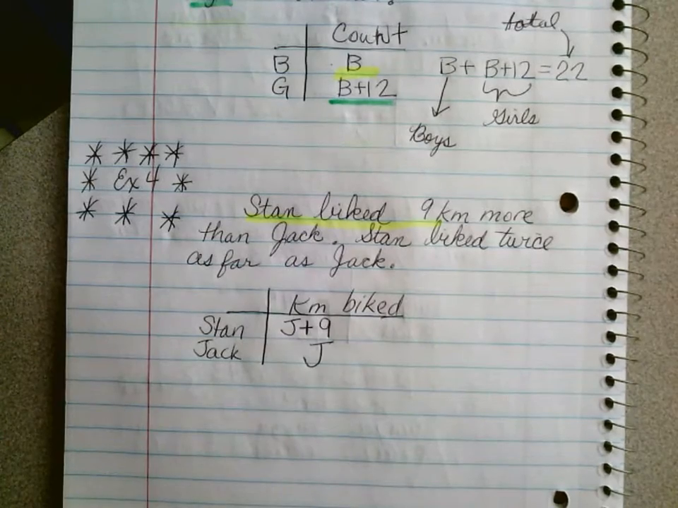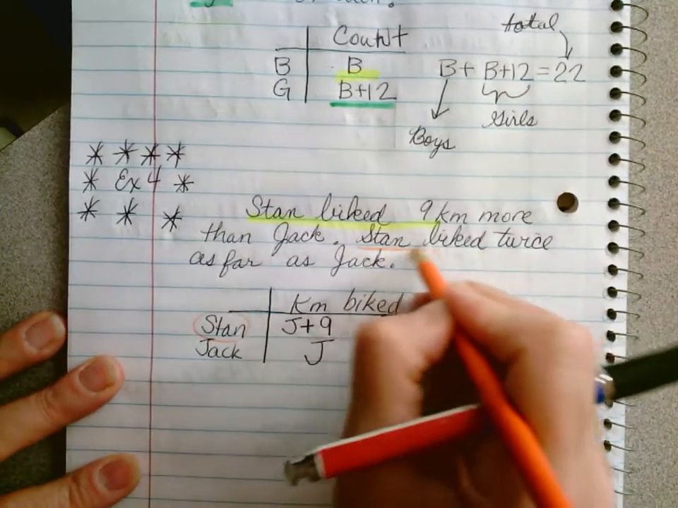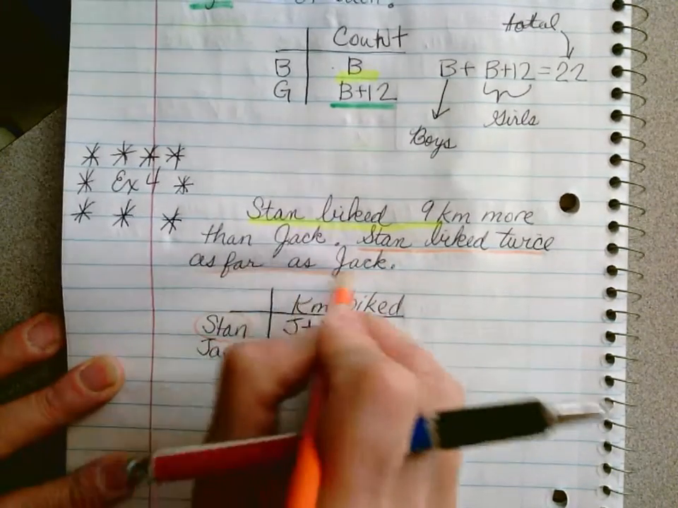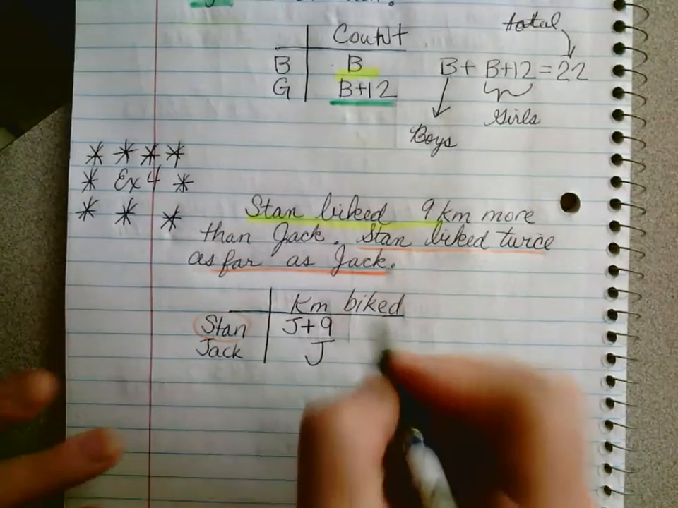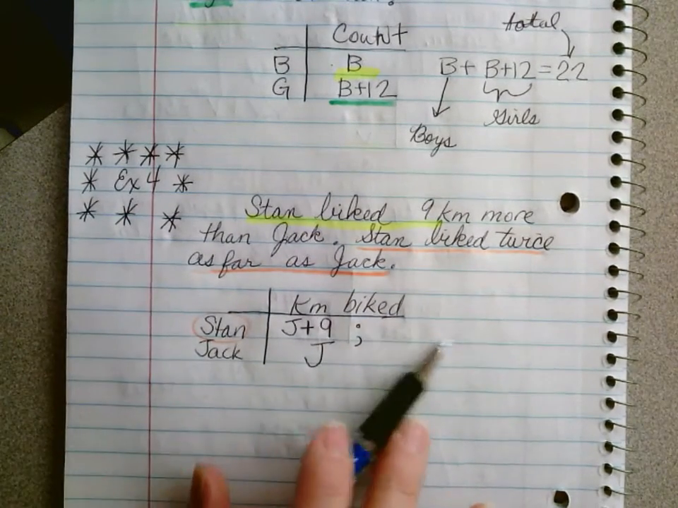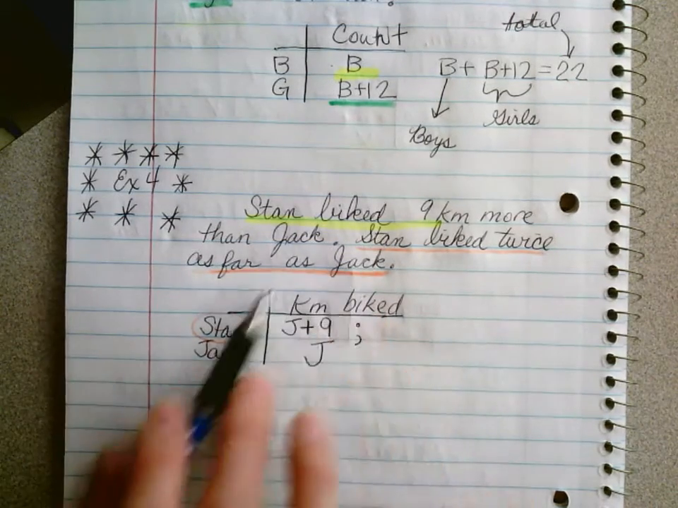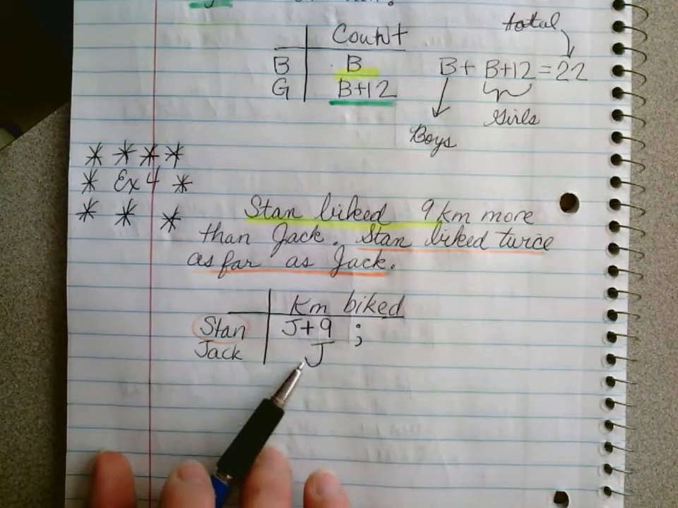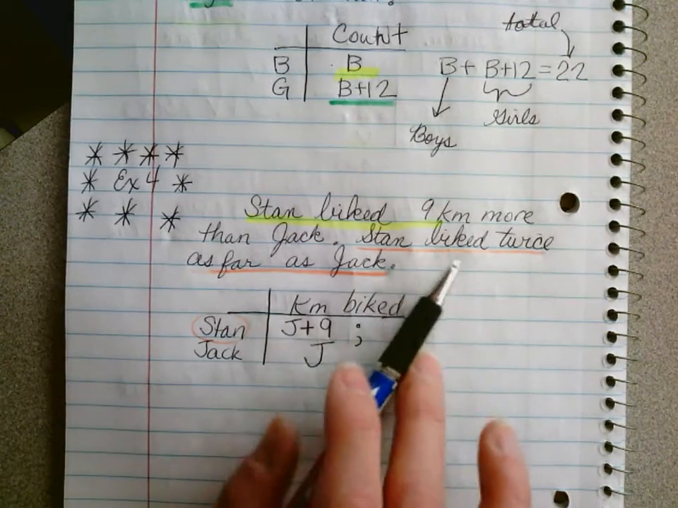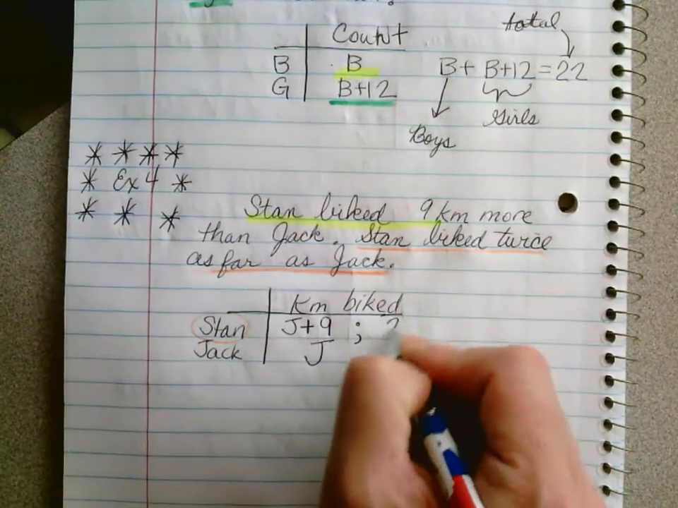Stan biked twice as far as Jack. Uh-oh, I've got another piece of detail about Stan, don't I? Which means I'm going to write another description about Stan on the same line. Two pieces of information about the same guy that refers back to Jack. So Stan biked twice as far as Jack. How will I write that as a variable expression, guys? 2J.